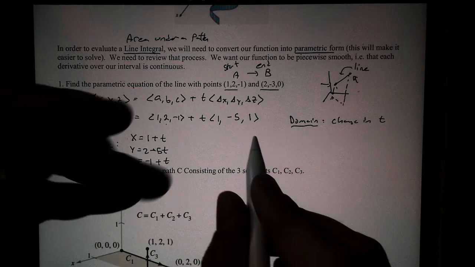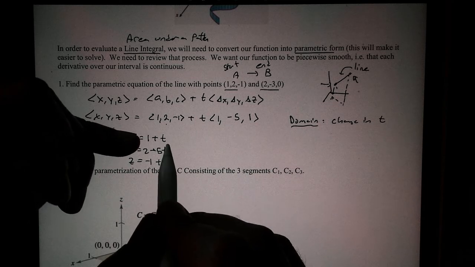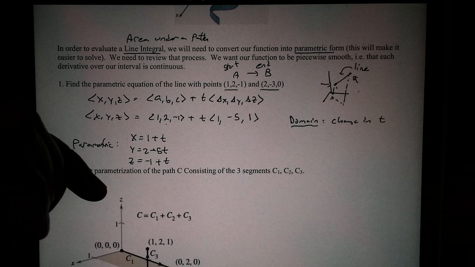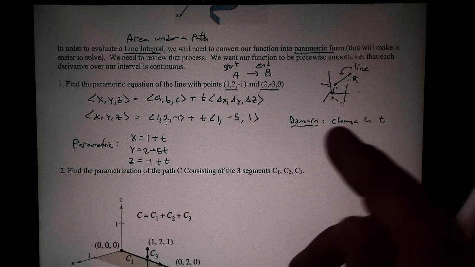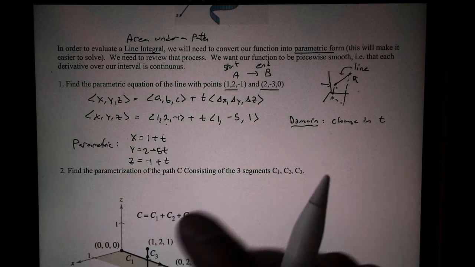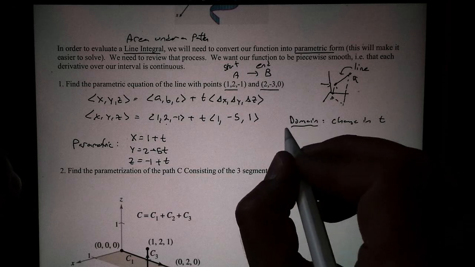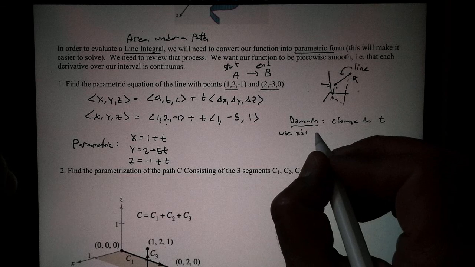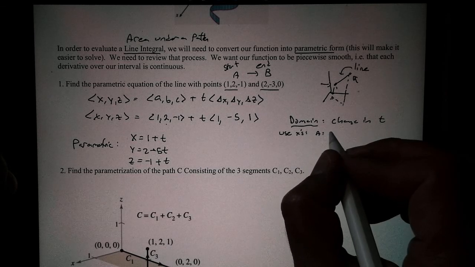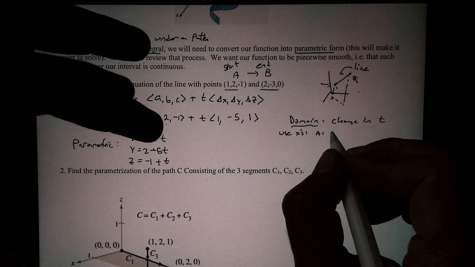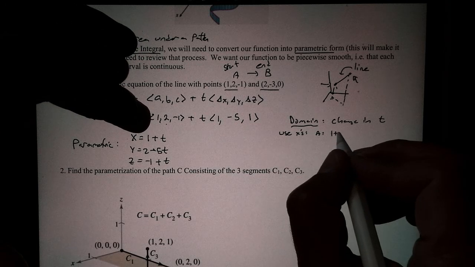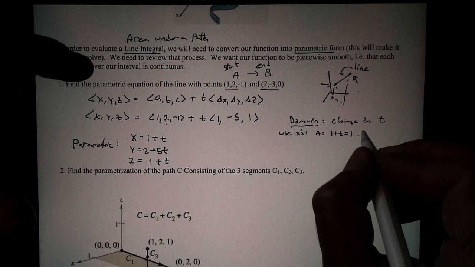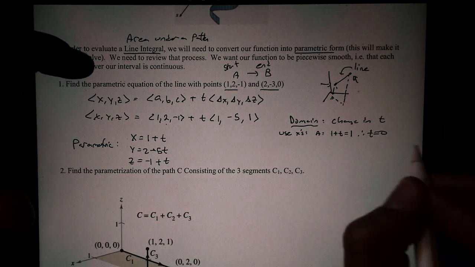Well, all of these should have the same t values because all the x's, all the y's, all the z's start and end at the same point. So all I need to do is pick one of these letters to work with. I'll look at the x's. You can use the y's or the z's the same way. At point A, my x equation is just 1 plus t, and my x coordinate at A is 1. Therefore, I'm starting at t equals 0.